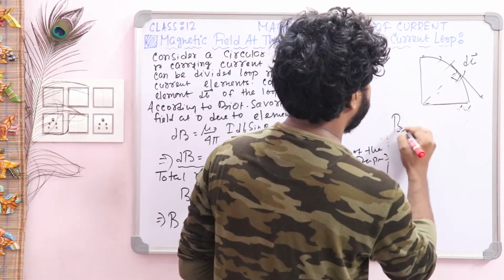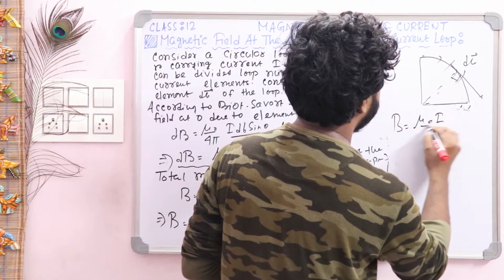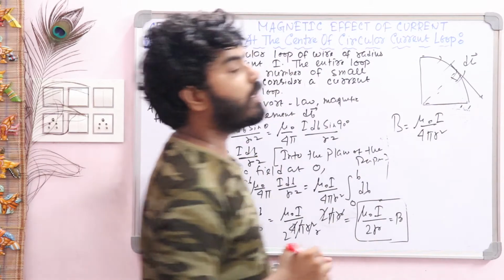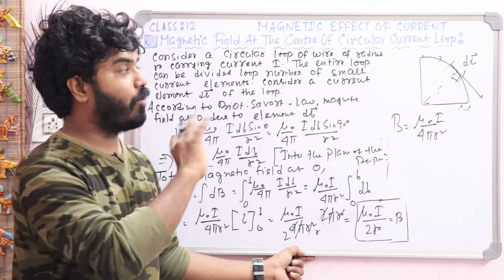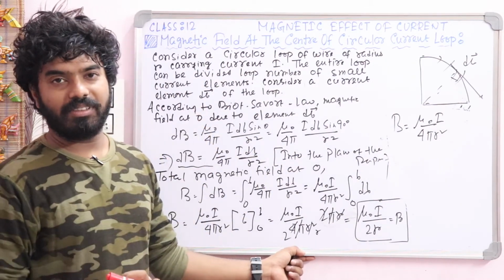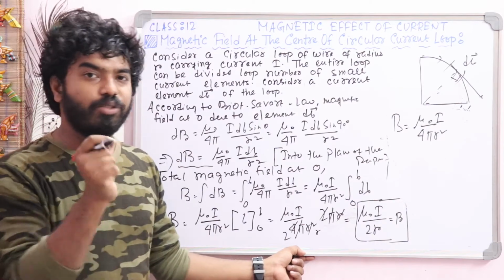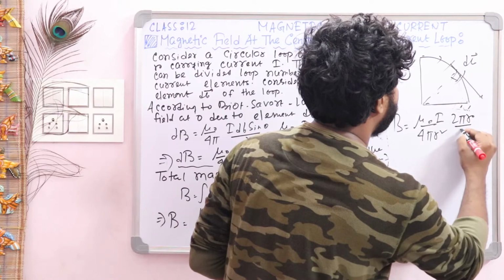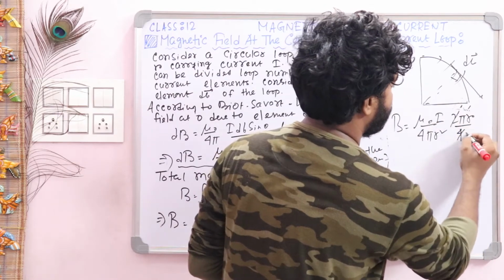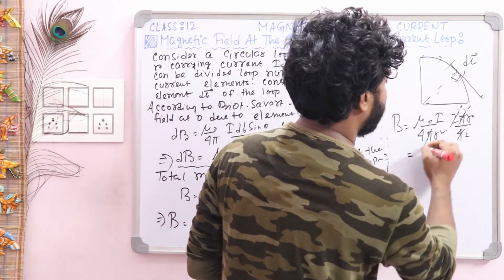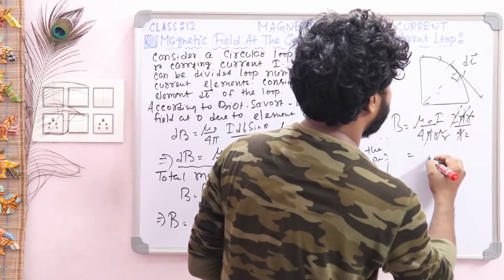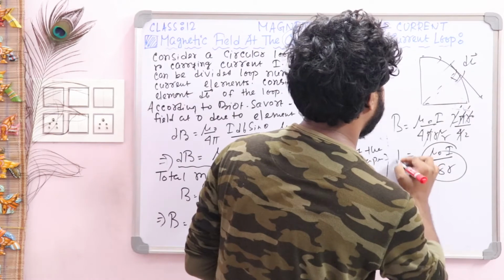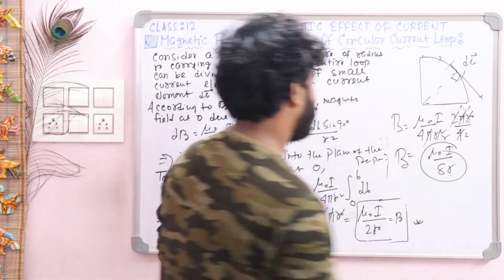that is B equal to mu naught I divided by 4 pi r square, and in the place of L you have to write what? This is a quadrant, 1/4 of the circumference, which is 2 pi r, so here this value L will be 2 pi r divided by 4. So the pi cancels out, r cancels out, that is mu naught I divided by 8 r. You see, so this is the general formula.